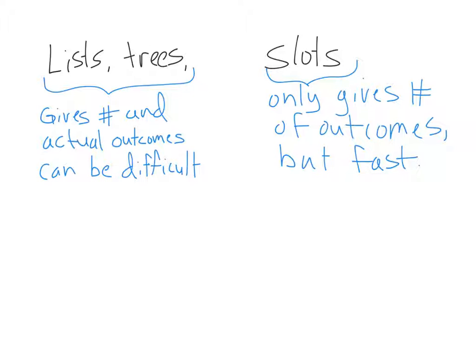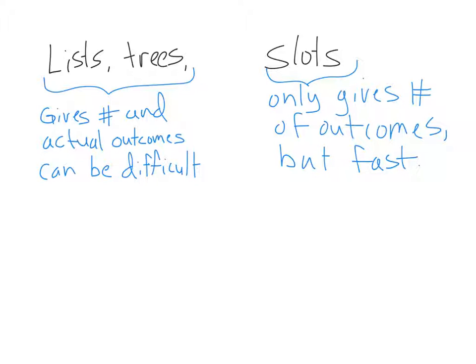So slots are what we're going to use if we only want the number of outcomes, and it's actually what we're going to use the most. It is fast, right? Obviously the downside is it doesn't give you the actual outcomes, but it can really quickly give you the number of outcomes. And we've been kind of cheating a little bit when we use slots, actually, because that's what the next section is about.